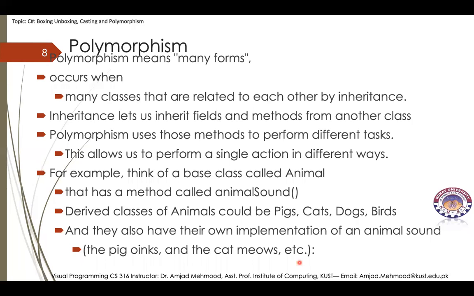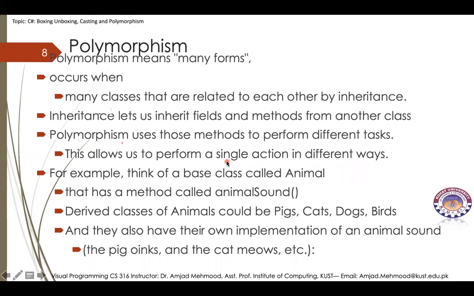Now come to polymorphism. Poly means many, and morphism means forms. This is a Greek word. It occurs when classes are related to each other by inheritance. I'll explain that in a while. Inheritance lets us inherit fields and methods from another class. Polymorphism uses those methods to perform different tasks. This allows us to perform a single action in different ways.